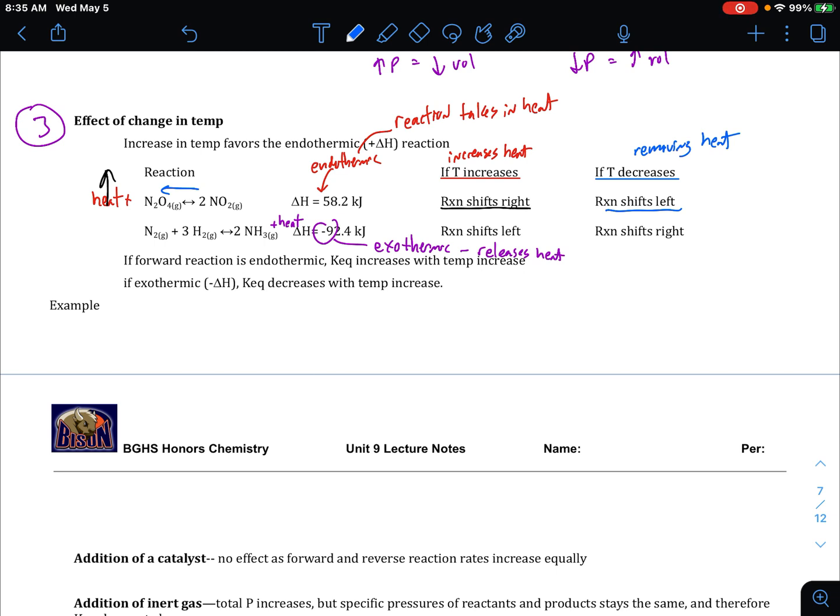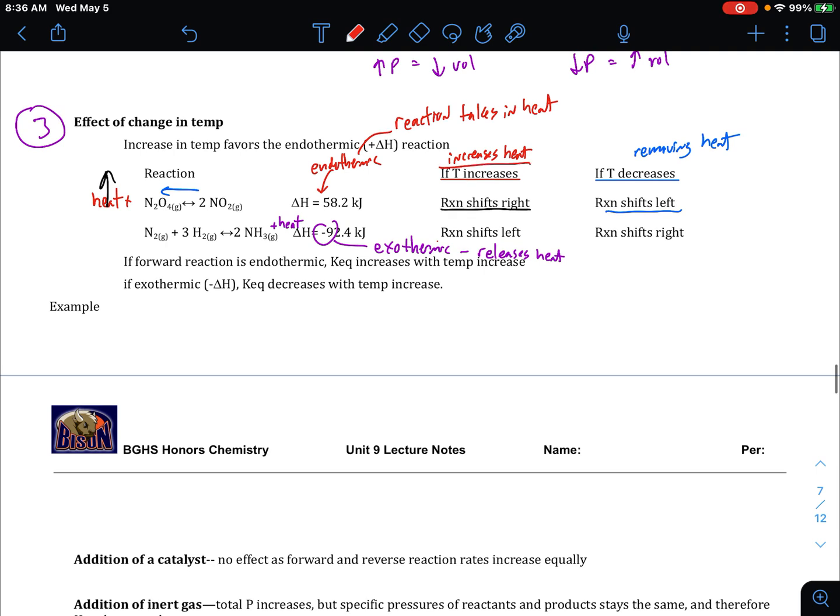For the second reaction, this is an exothermic reaction. So being that the heat is on the product side, if we increase the heat, we are increasing the product. We have too much product. The system's going to try to redistribute all that, and it's going to shift left. And if we cool it down, the system's going to try to replace it, so it's going to shift to the right to replace the heat that was removed.